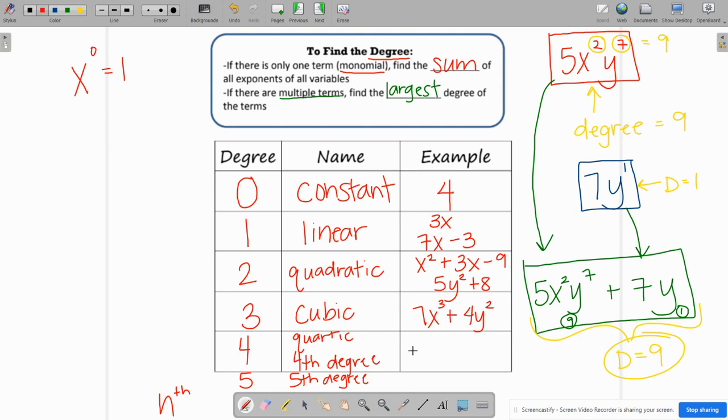So a quartic, for instance, could be something like 4x cubed y, where you have the 3 plus the 1. That would be a degree of 4. So this would be a quartic monomial. Or if you added like 2x squared plus 9x, this would be a quartic trinomial, for instance.